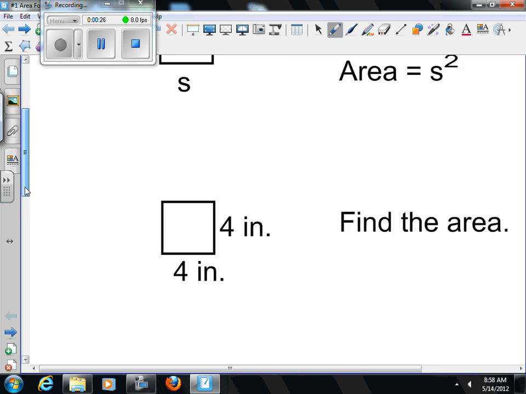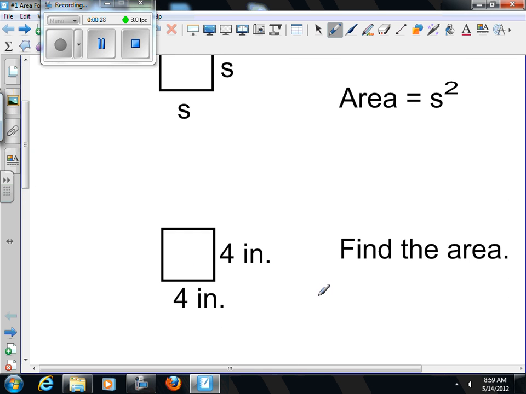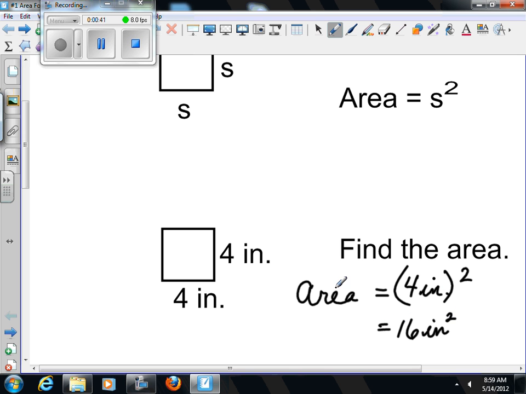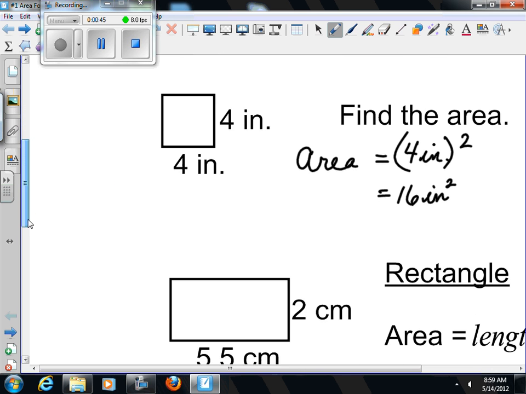So if we want to find the area of this square, 4 by 4 inches, the area is just equal to 4 inches squared, which gives you 16 square inches. And we use that exponent of 2 to represent the square inches.